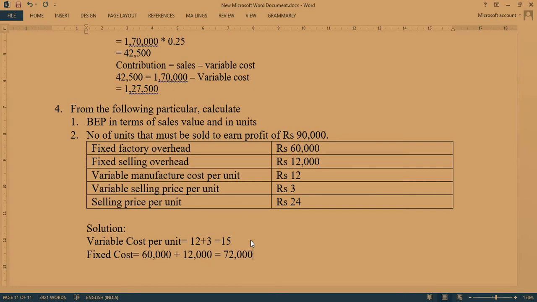Again, we have to calculate the break-even point in terms of sales and in terms of units. With the available information, we can find the PV ratio. If we find the PV ratio, it will be easy for us to get the break-even point value, so that it will be easy for you to find the solution. Before that, let me find the profit volume ratio.